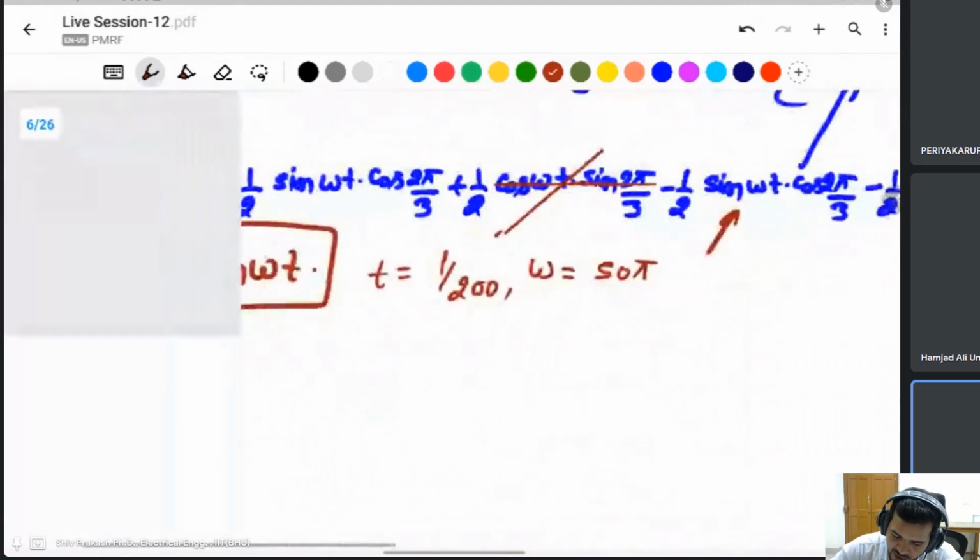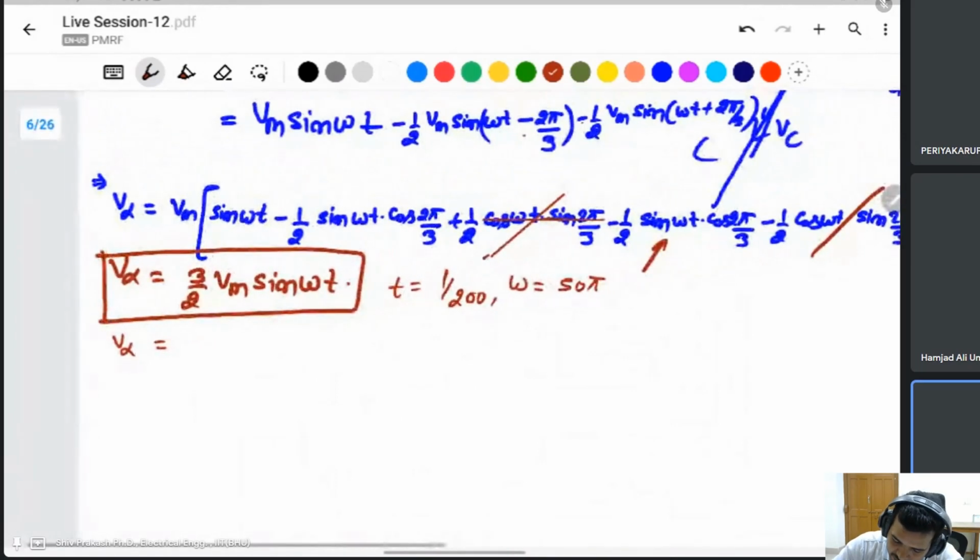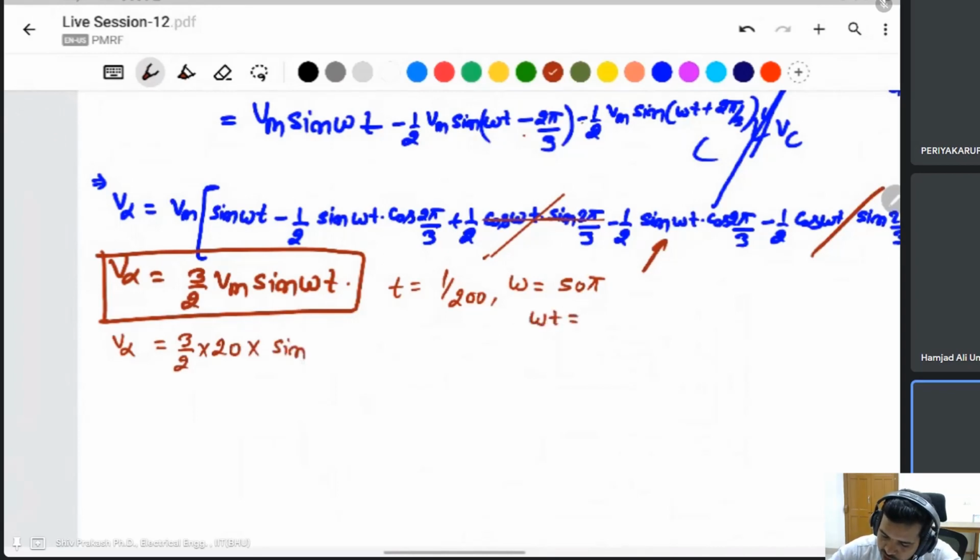Then putting the value here and calculating the value of V alpha: 3 by 2 Vm, where Vm is 20, into sine of omega t. What is the omega t here? Omega t is equal to 50 into pi into 1 by 200, which is pi by 4. Sine pi by 4 is 1 by root 2. This will be 3 into 10, because the 2 cancels out, into 1 by root 2.